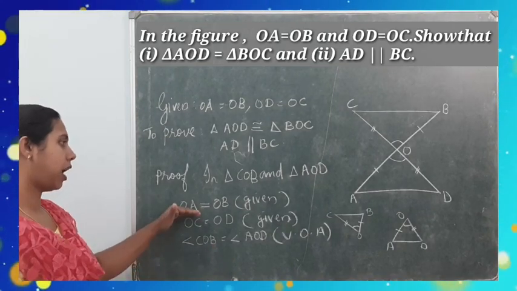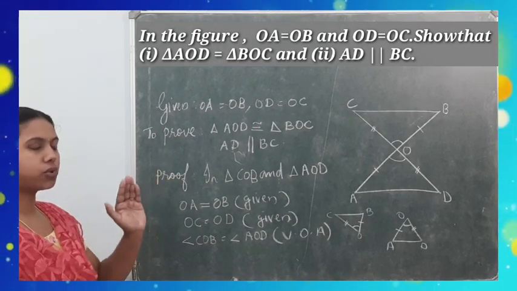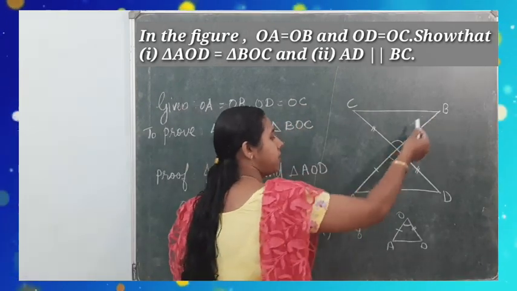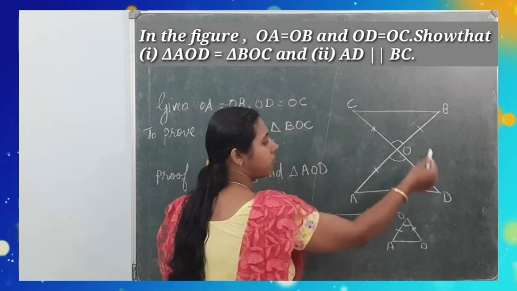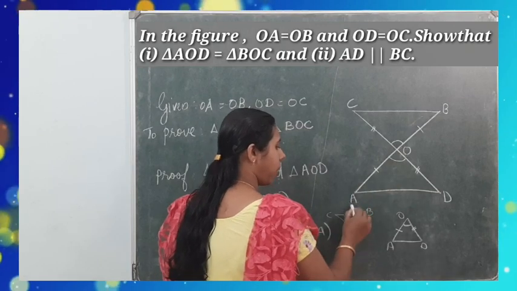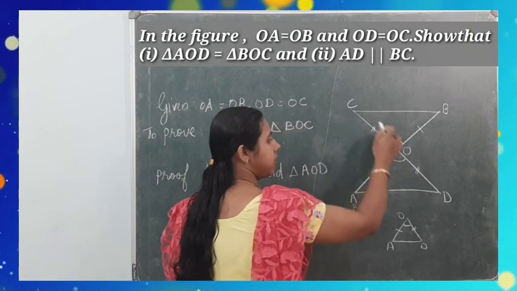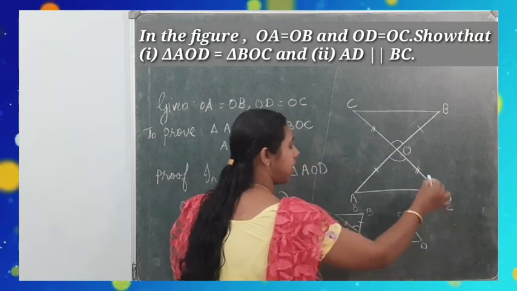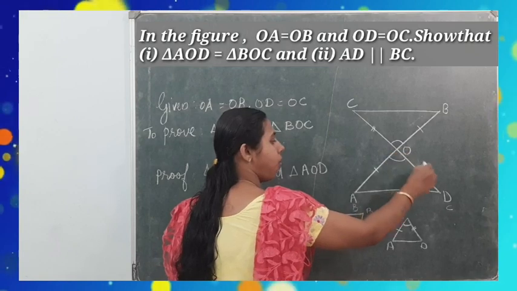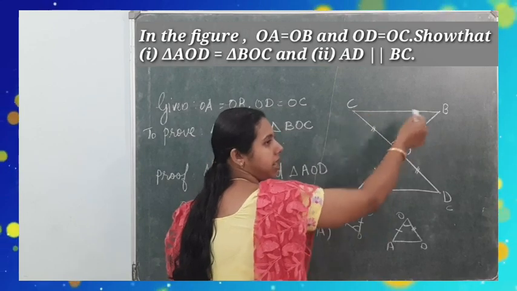Now we can say the side AO corresponds to side BO and OC corresponds to OD. So when you superimpose these two triangles, B will coincide with A, C will coincide with D. So OB will coincide with OA, so on top of A, B will come. And OC will coincide with OD, so on top of D, C will come. So in triangle AOD, angle AOD is equal to angle BOC, or COB, anyway you can say.